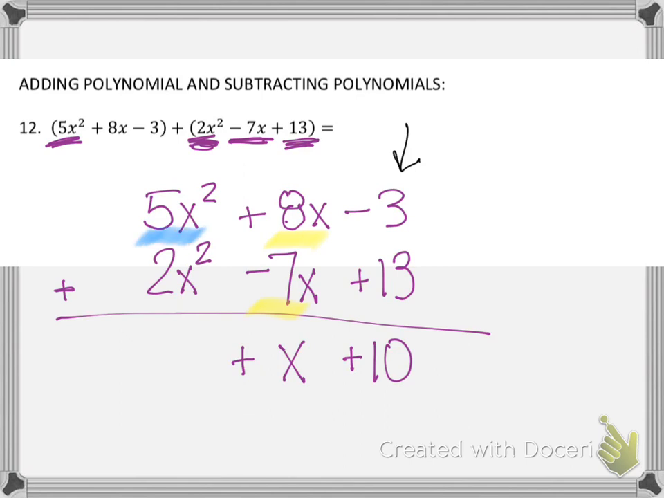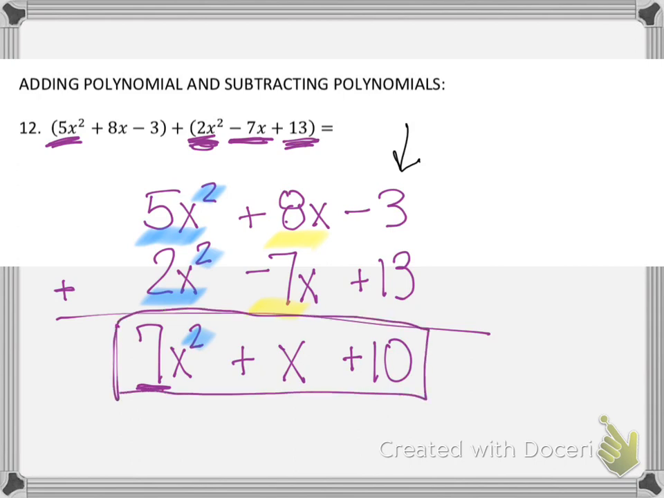And then I have this 5x squared plus 2x squared, and 5 plus 2 gives me 7x squared. Notice that my exponent did not change. It stayed the same because I'm combining together the like terms. So all that changes is my integer, my coefficient that's in front of it. So my final answer is 7x squared plus x plus 10.